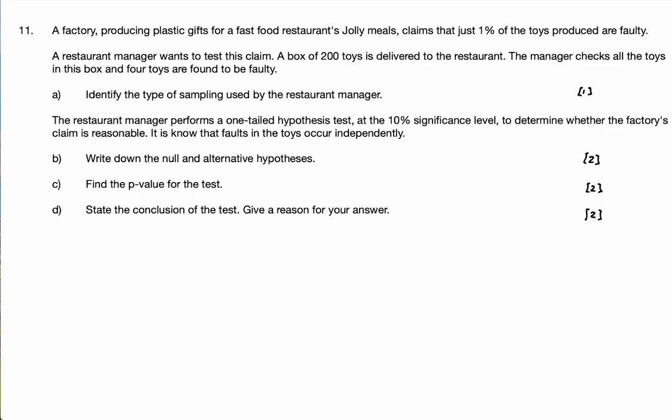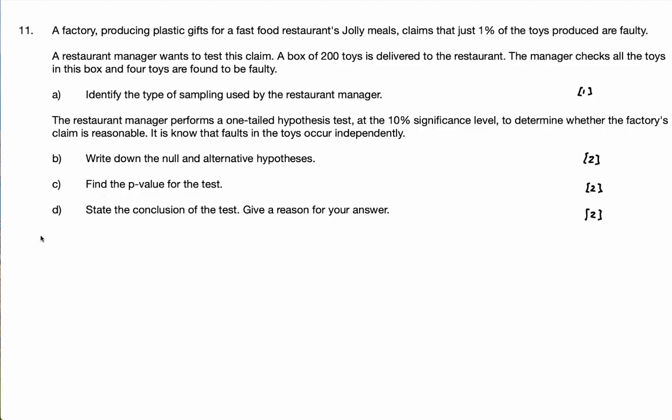Okay, question 11. A factory producing plastic gifts for a fast food restaurant, Jolly Meals, claims that just 1% of the toys are faulty. A restaurant manager wants to test this claim. A box of 200 toys is delivered to the restaurant. The manager checks all the toys in this box and 4 toys are found to be faulty. Identify the type of sampling used by the restaurant manager.